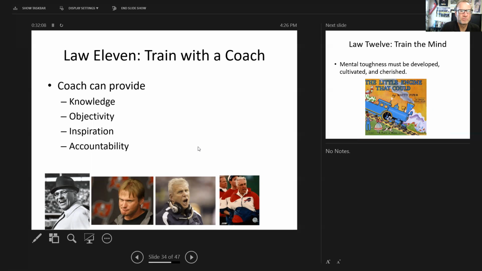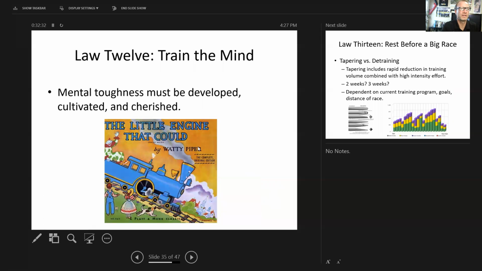Law 11, train with a coach. I mentioned this before. The coach can provide knowledge, objectivity, inspiration, and accountability, and those can be good things. You've got to pick the right coach. You've got to interview coaches and make sure that coach has the level of knowledge to help you achieve your goals. Or if you're the coach, make sure that you have the right knowledge and you are interviewing your athletes, so you're picking the right type of athlete.